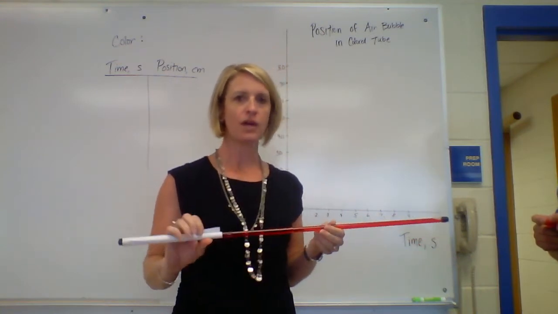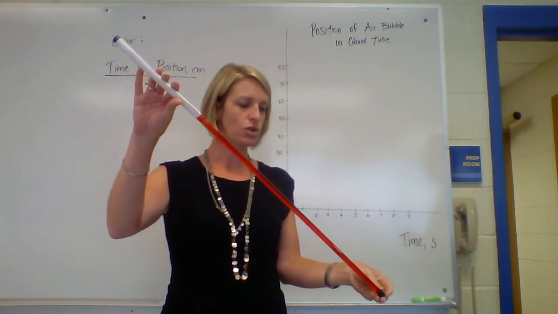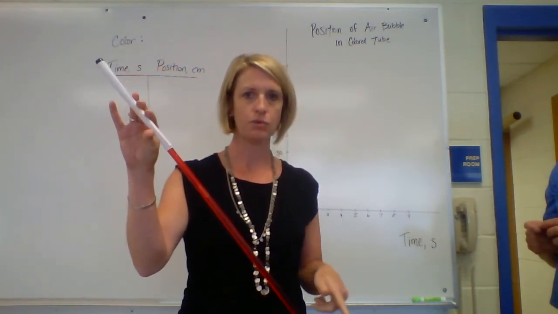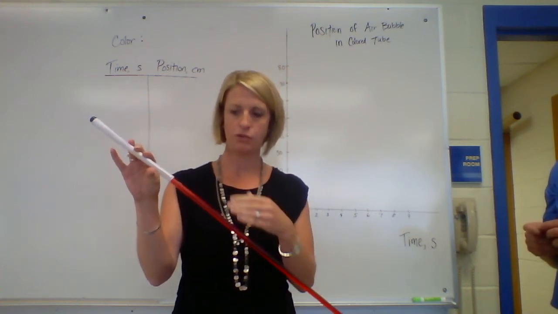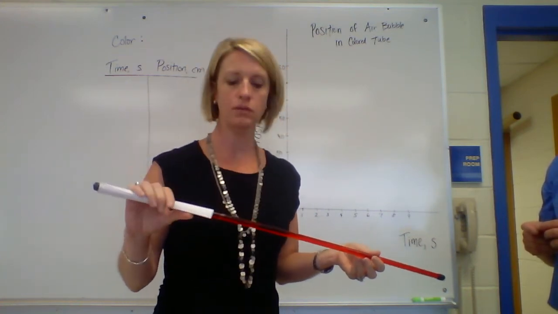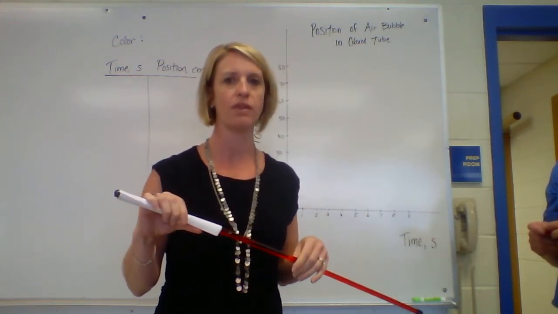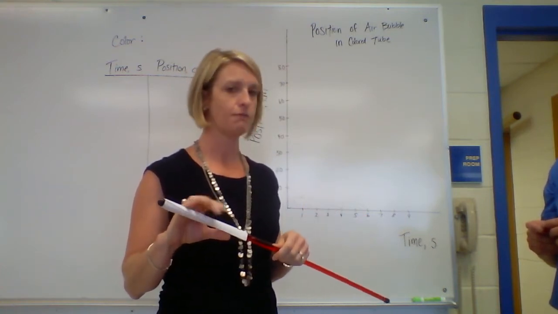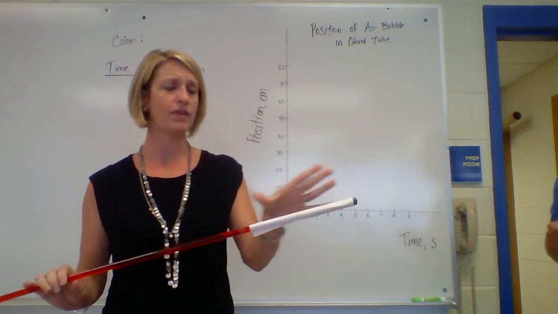Okay, so the idea is that you're going to create a graph that shows the position of this air bubble that moves through the tube. You're going to create a graph of that position versus time. And we're going to see that graphing motion is one way that we can understand how things behave. So you want to always start with your bubble all the way in the covered end.